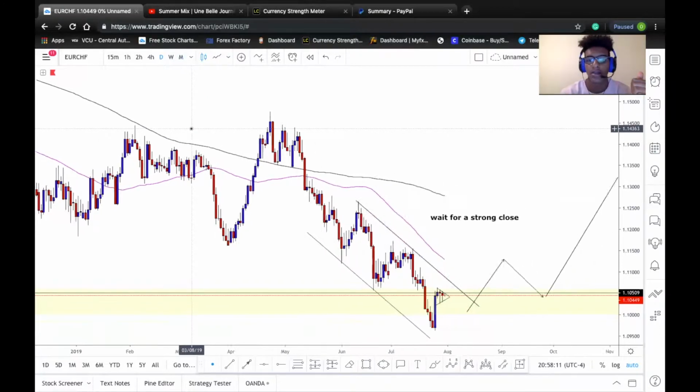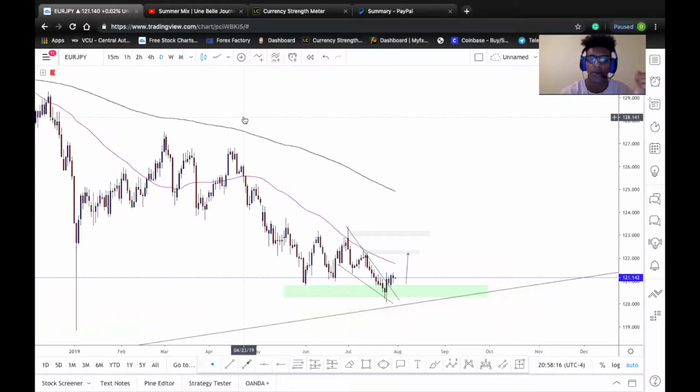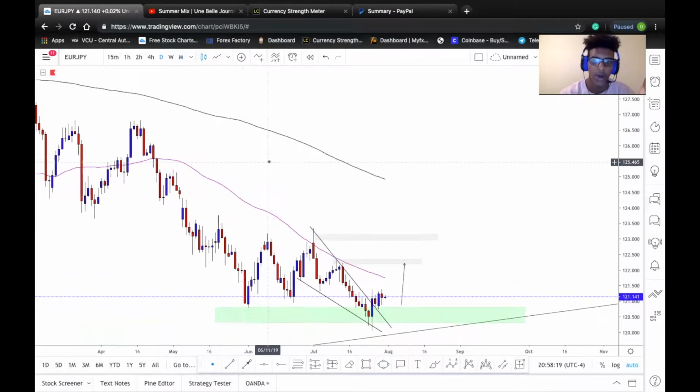EURCHF is another pair. It's setting itself up. We just have to be a little bit more patient. EURJPY, we are in this setup.